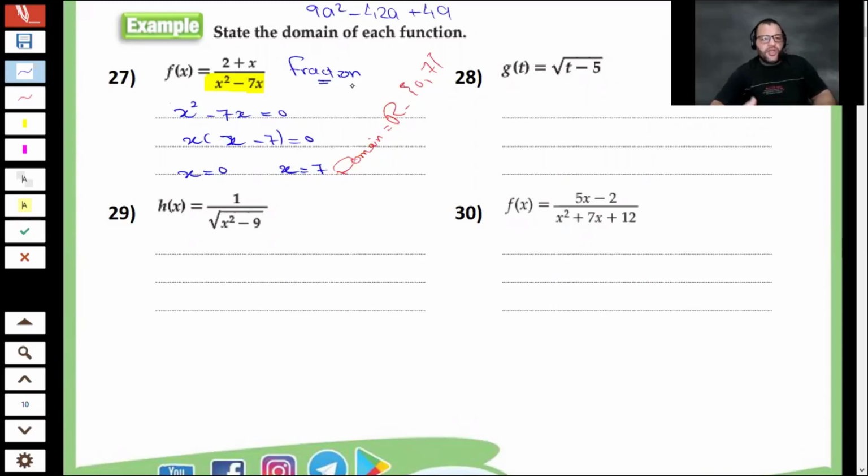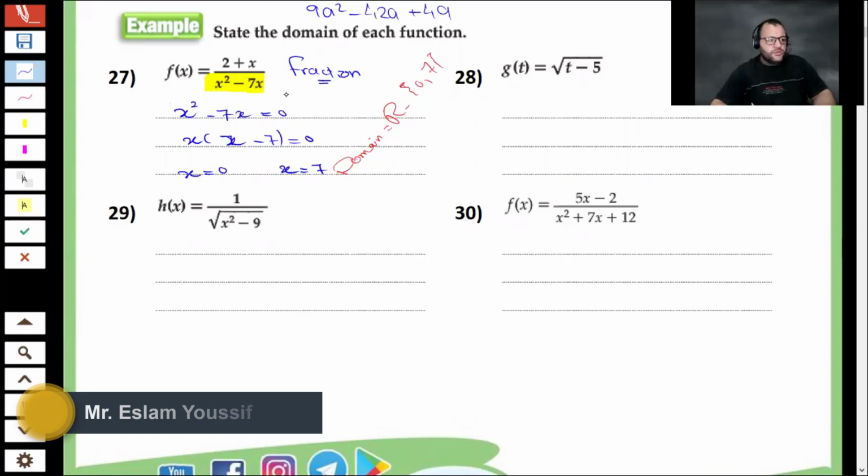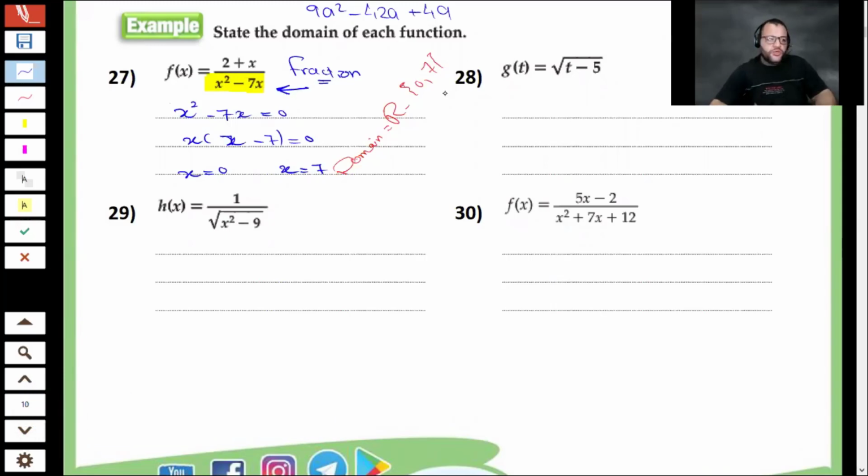What is the meaning of domain? Domain is the value that you can use instead of x. Which values can you use instead of x? All numbers except the numbers which make the denominator equal to 0. What are the numbers which make the denominator equal 0? 0 and 7.